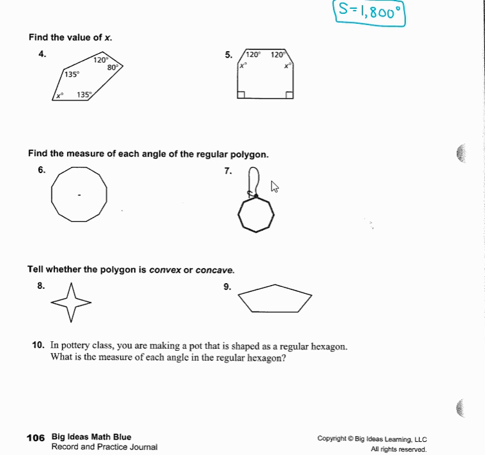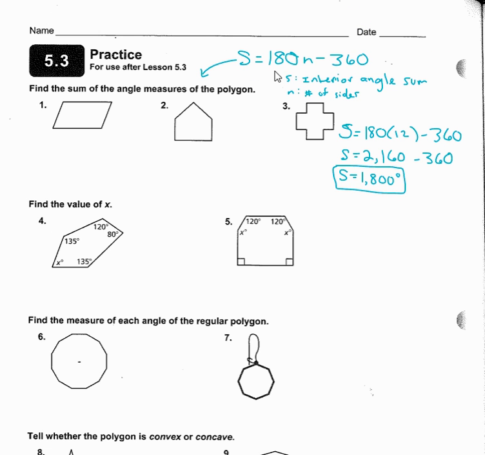All right, so let's see. Let's try number 5. It says find the value of x. Well, I don't know what x is, but what I do know is if I have a shape, a polygon, with 1, 2, 3, 4, 5, 6 sides, I can find that interior angle sum. So we're going to do the same thing here. We're going to start by finding the interior angle sum of a 6-sided polygon.